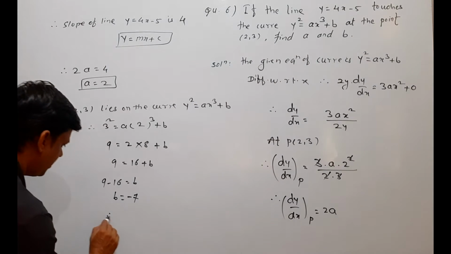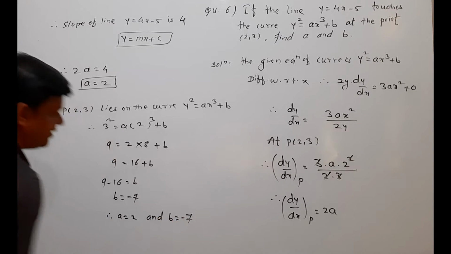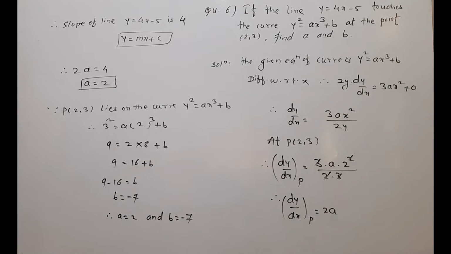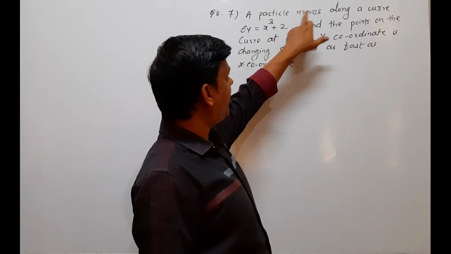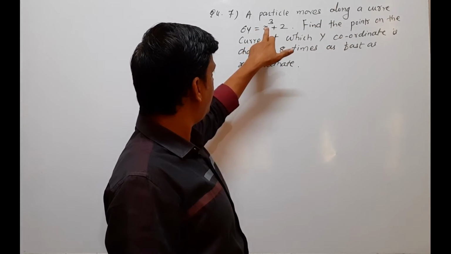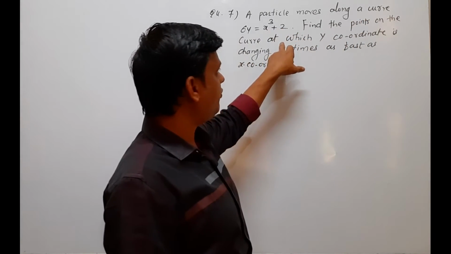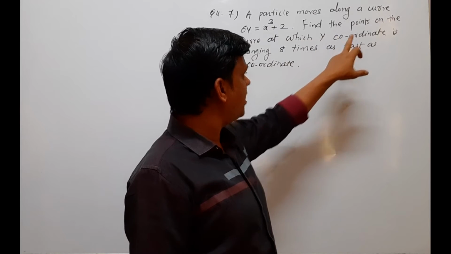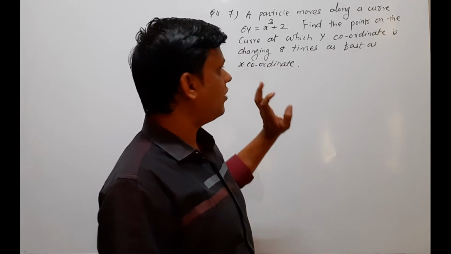So right here, therefore a is equal to 2 and b is equal to minus 7. Now say question number 7. A particle moves along a curve 6y equals x cube plus 2. Find the points on the curve at which the y coordinate is changing 8 times as fast as the x coordinate.